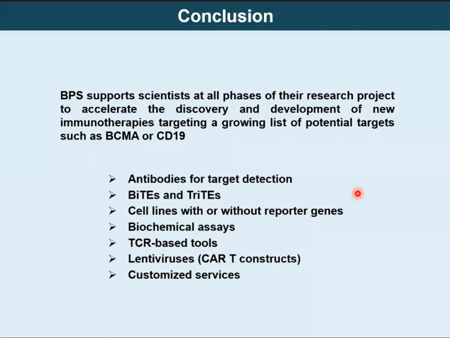To conclude, BPS supports scientists at all phases of their research projects to accelerate the discovery and the development of new immunotherapies targeting a growing list of potential targets such as BCMA or CD19. We offer antibodies, bispecific and trispecific T-cell engagers, cell lines with or without reporter genes, biochemical assays, TCR-based tools, lentiviruses, and customized services.